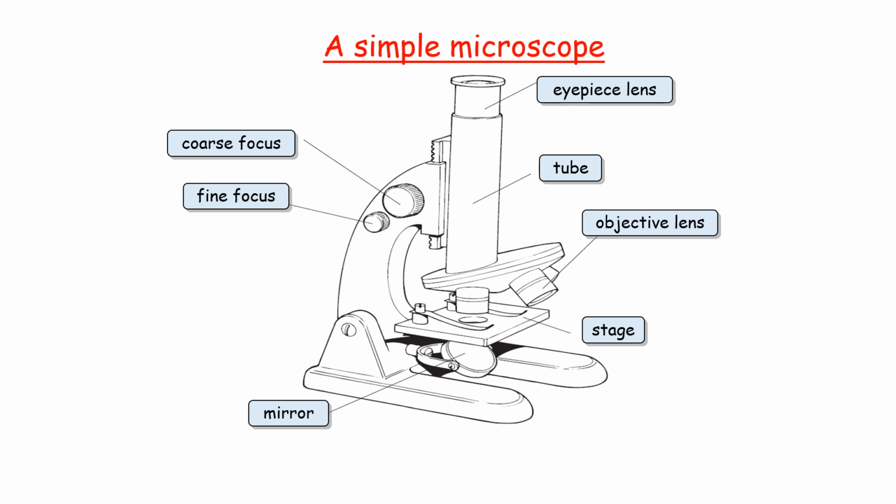Key things that you need to know. It is very unlikely in GCSE that you'll be asked to label the tube. It is very unlikely you'll be asked to label the mirror. In fact, it'll probably be a light providing the light, funnily enough, through the stage. But the other ones you should know. So you should know this is called the eyepiece lens. This is called the objective lens, and normally there's 3 of those. And you have a coarse focus and a fine focus to focus that image for you.